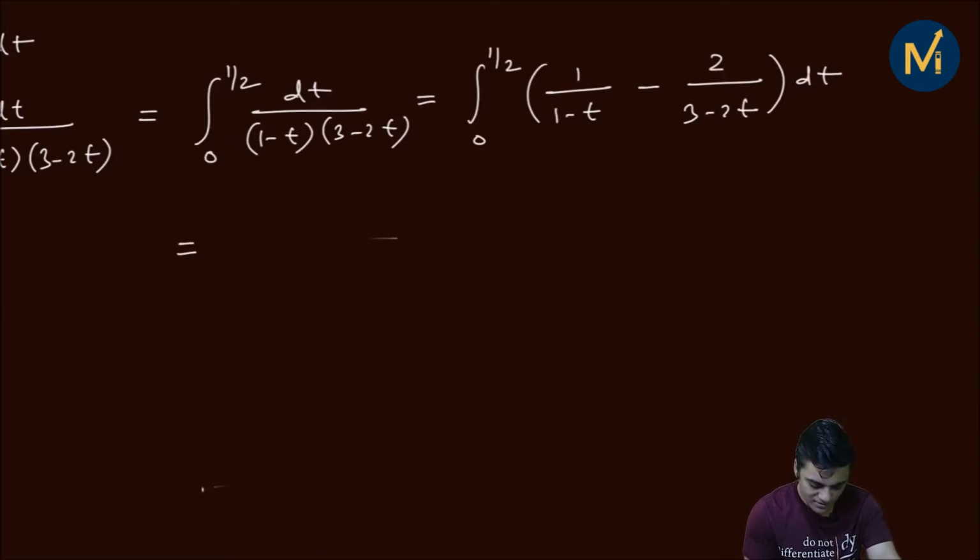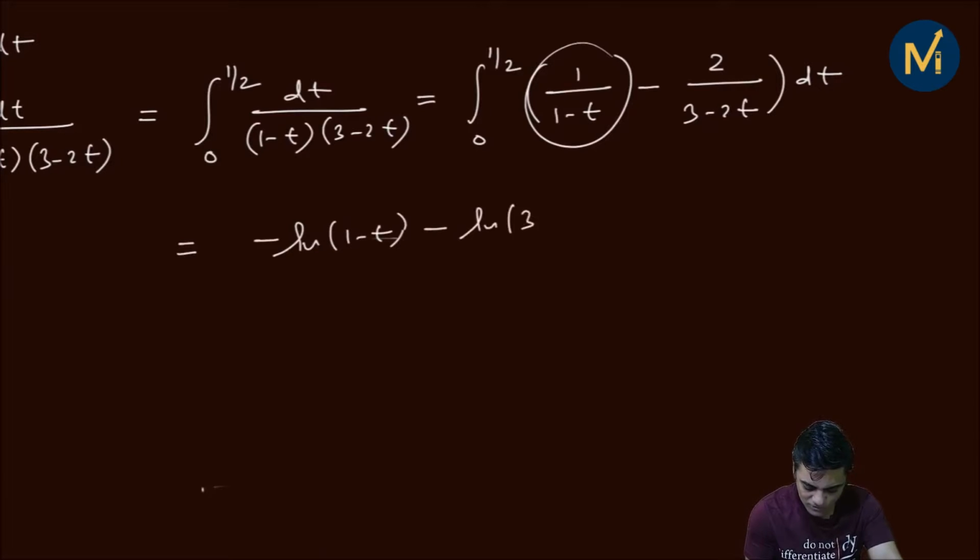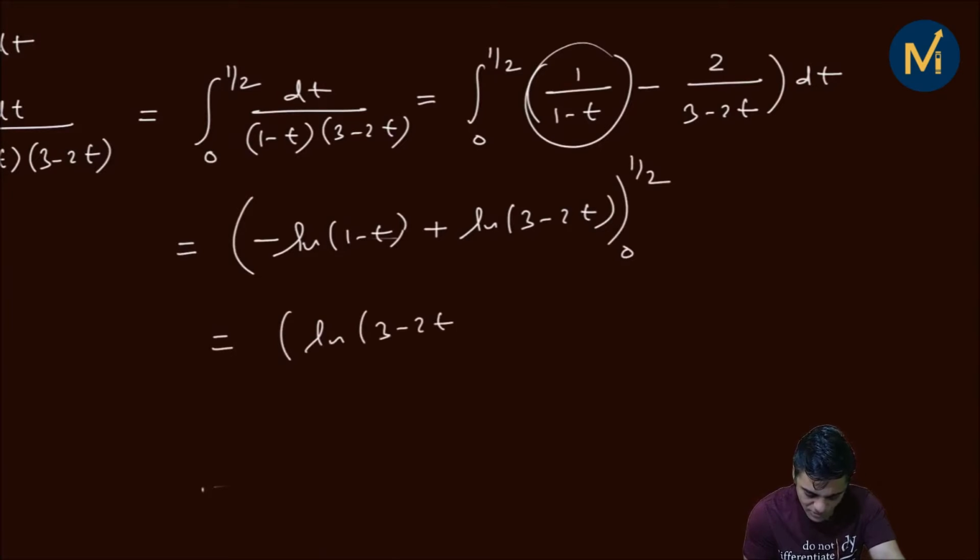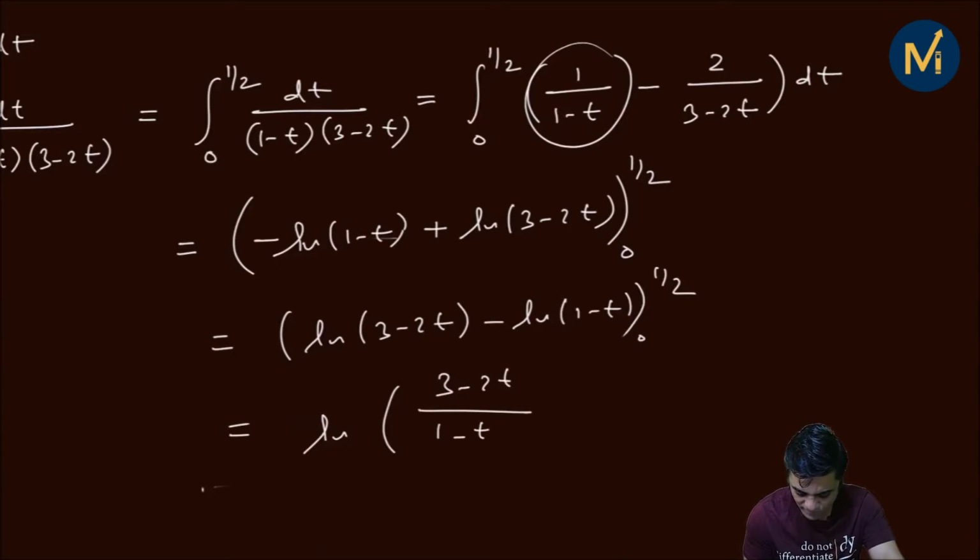You can integrate this. First integration will be ln of 1 minus t with negative sign. Second will be ln of 3 minus 2t with negative sign, so it becomes plus. Okay, from 0 to half, or even you can write this as ln of 3 minus 2t minus ln of 1 minus t from 0 to half, or this can be written as ln of (3 minus 2t) upon (1 minus t) from 0 to half.